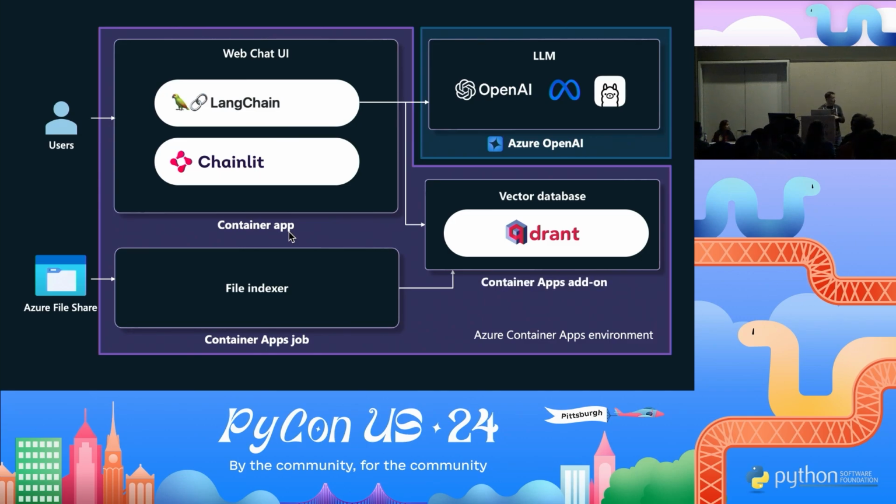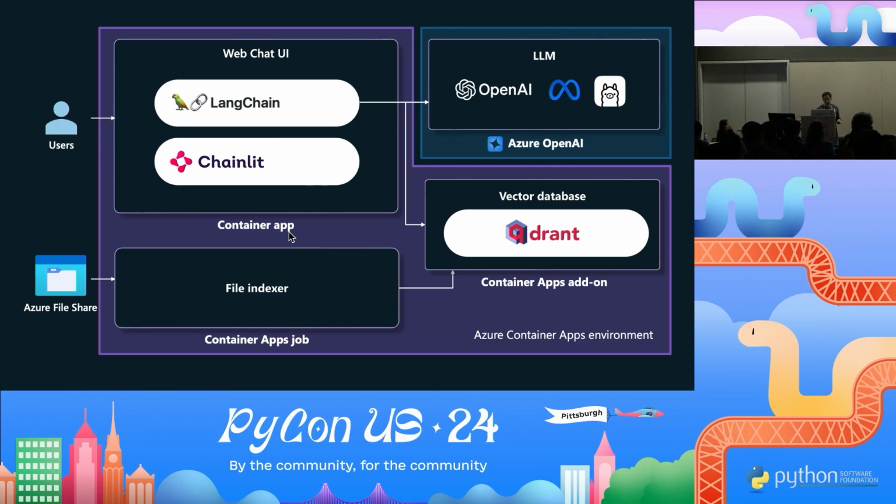And for the vector database, we're going to run that using Container Apps add-ons. Behind the scenes, we're spinning up a container app that's using the Qdrant image, and we're also managing the storage for you there. It's a really good place to start. If you need to scale up even further than that, you can go to the Azure Marketplace and spin up Qdrant there too.